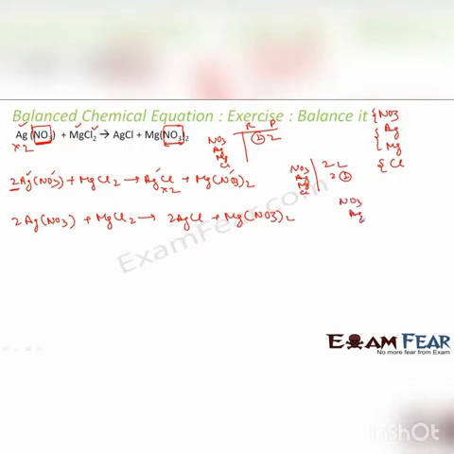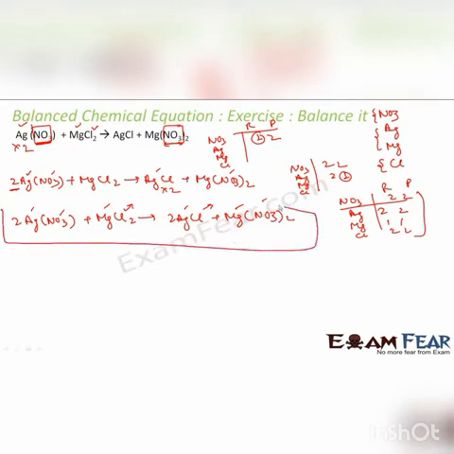Now let's again compare. You have NO3, Ag, Mg, Cl. This is reactant, this is product. NO3 is 2 here, 2 here. Silver is 2 here, 2 here, correct. Magnesium is 1 here, 1 here, correct. Chlorine is 2 here and 2 here. So everything is balanced, thus I can say that this is my balanced chemical equation. What we have seen is, first we balance the polyatomic thing, then we balance metals, and then the rest.